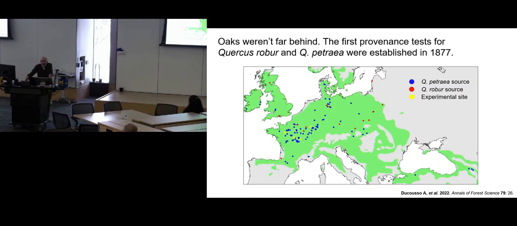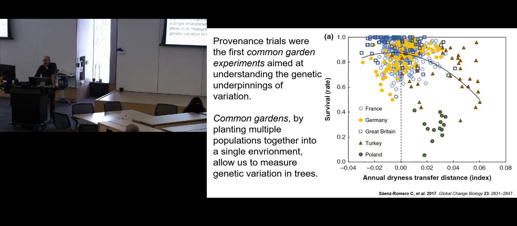Oaks weren't far behind. The first provenance tests for Quercus robur and Quercus petraea, Quercus robur, which is called the French oak if you're in France and the English oak if you're in England, were established in 1877. These provenance tests can be used today to investigate how oaks evolve in response to climatic gradients.